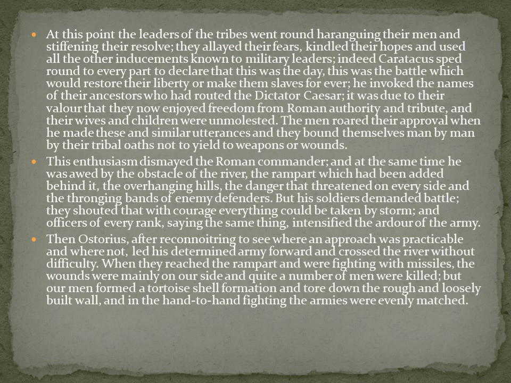He invoked the names of their ancestors who had routed the dictator Caesar. It was due to their valour that they now enjoyed freedom from Roman authority and tribute, and their wives and children were unmolested. The men roared their approval when he made these and similar utterances, and they bound themselves, man by man, by their tribal oaths, not to yield to weapons or wounds. So this is a real do or die type oath that these guys are taking.